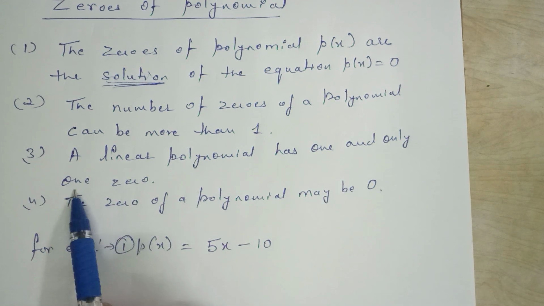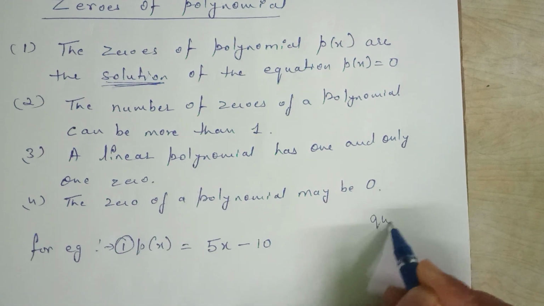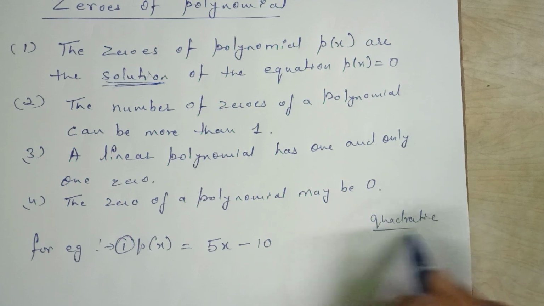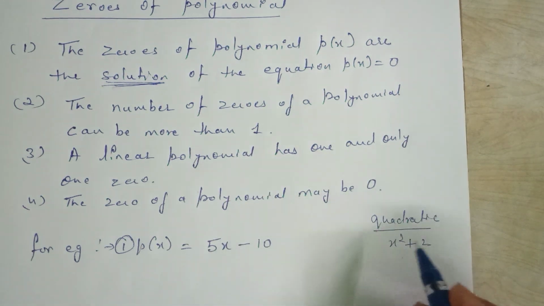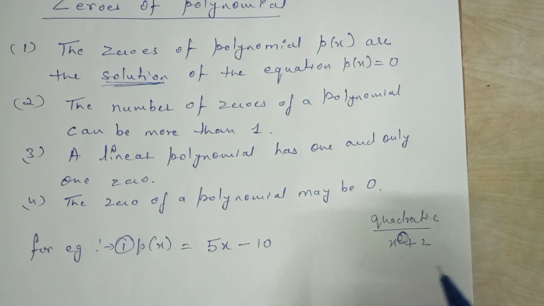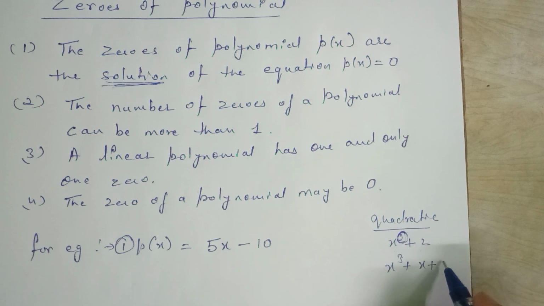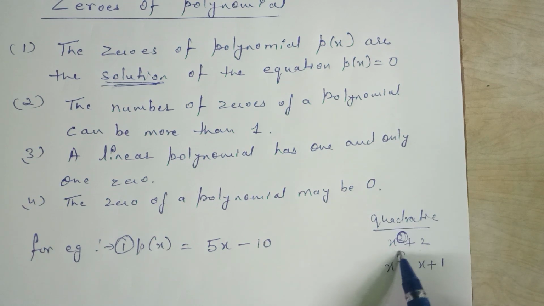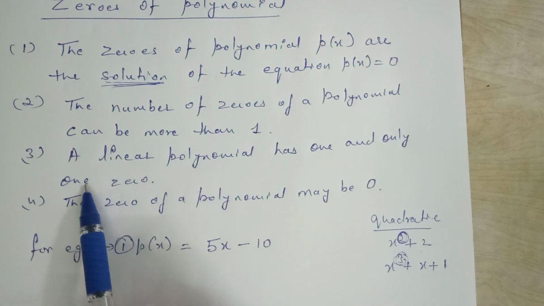Only one zero. If the polynomial is quadratic, which means the degree is 2, like x square plus 2, the zeros will be more than 1, and we can identify the number of zeros on the basis of the degree. If the polynomial has degree 2, then the number of zeros will be 2. If the polynomial has degree 3, then the zeros of the polynomial will be 3. So note this point: for a linear polynomial, zeros are 1.